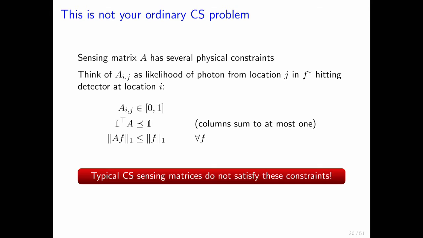And if you think about it in terms of these likelihoods or probabilities, then some constraints become pretty immediately obvious. Each element of this sensing matrix has to be between 0 and 1. Our columns should sum to 1 because a photon coming from one location can only go to one other location. It can't go to more than one with high probability. And the overall number of photons that we collect can't be any bigger than the total number of photons going into the aperture of our imaging system.